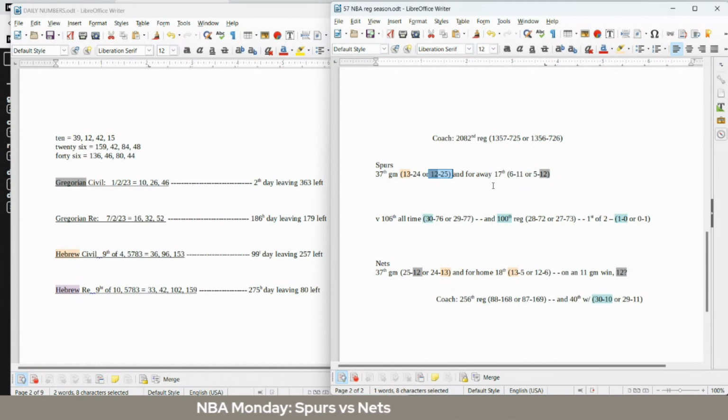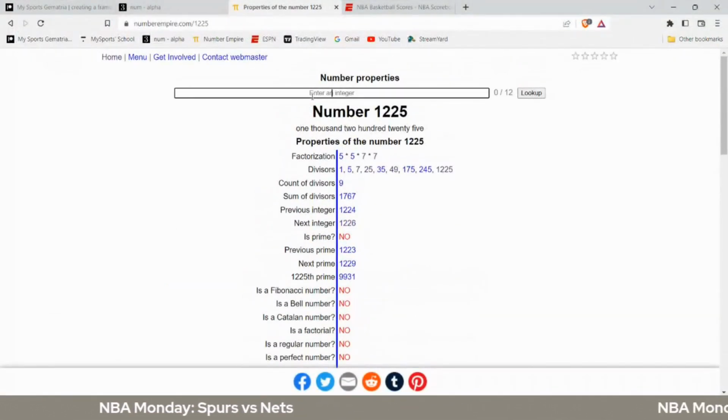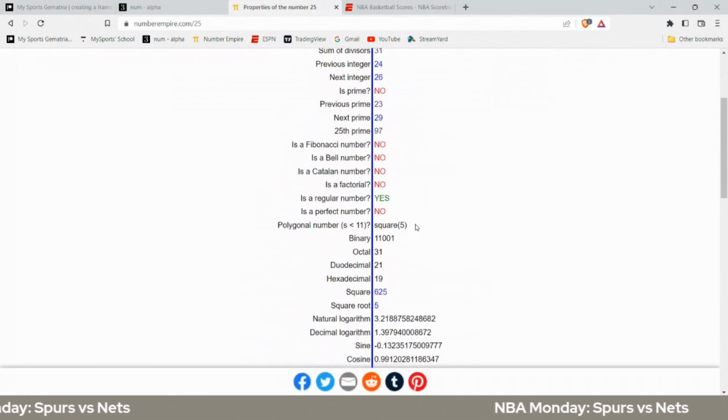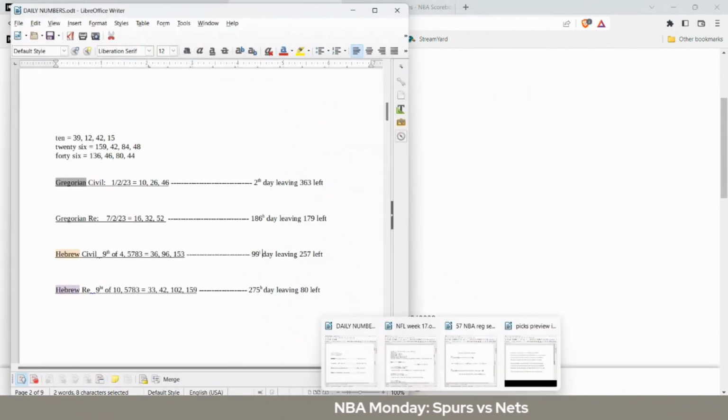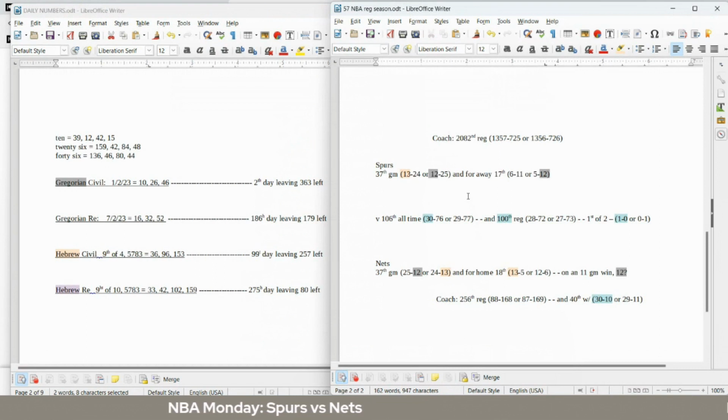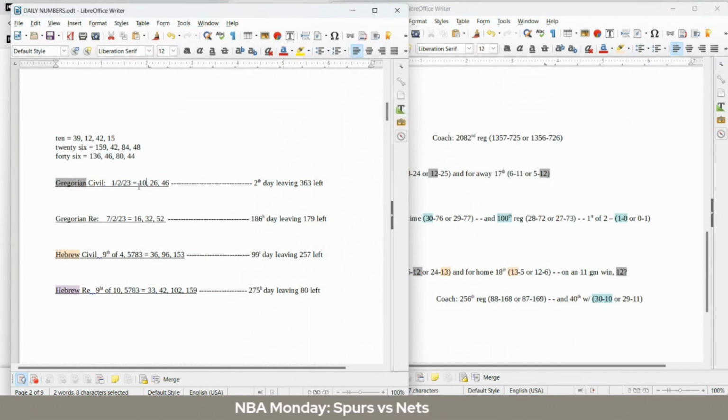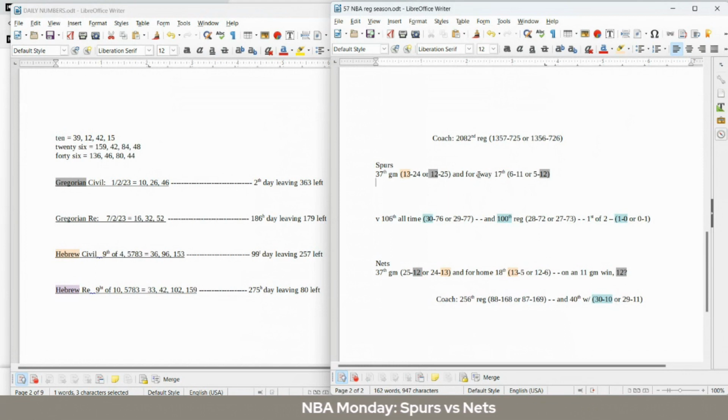And the Nets, they can get their 25th win as they sit on 5 home losses. Mathematically speaking, 25 has a square root of 5. And that's about what I would put for the Nets. I think the 12 is the bigger item here. You can also say 10 date numerology on the Gregorian. If you write out 10, it sums to 12 as well. But let's look at the Spurs. What are some numbers here for the Spurs to win this game?